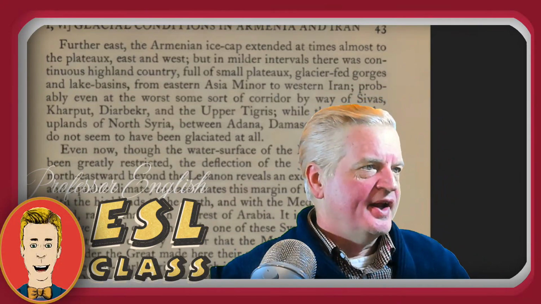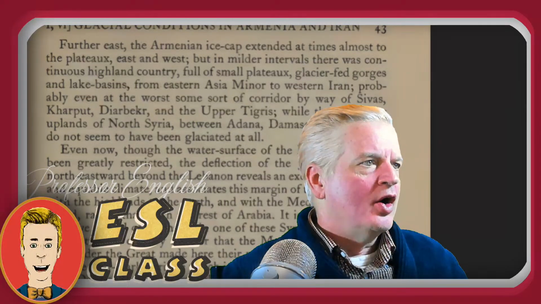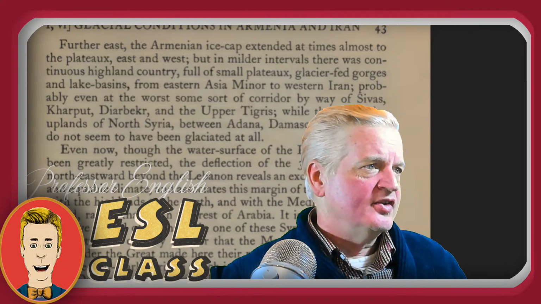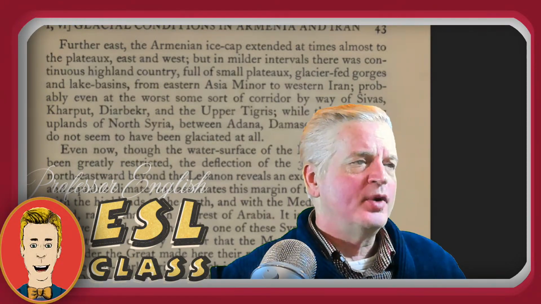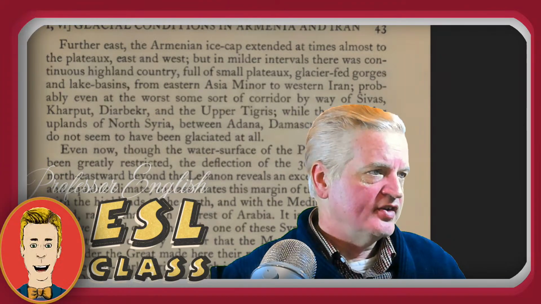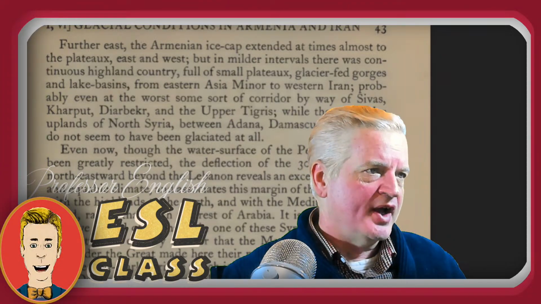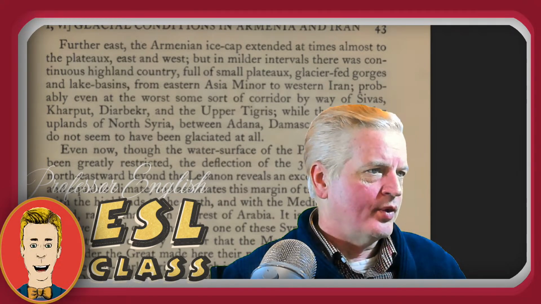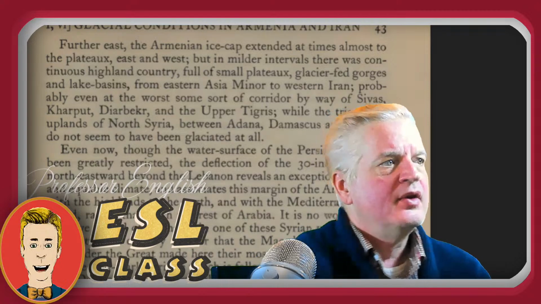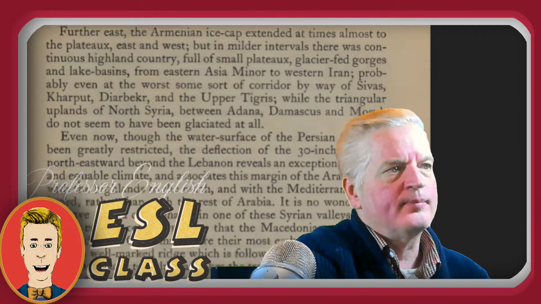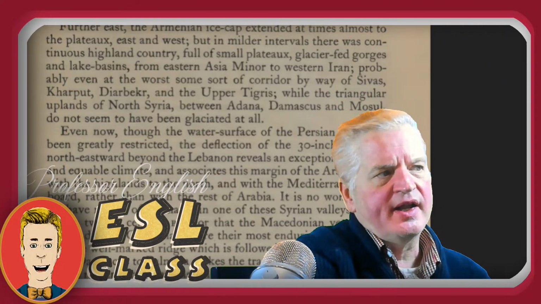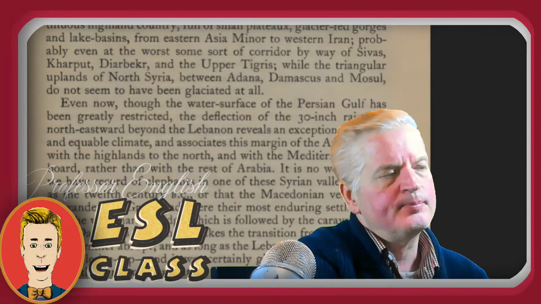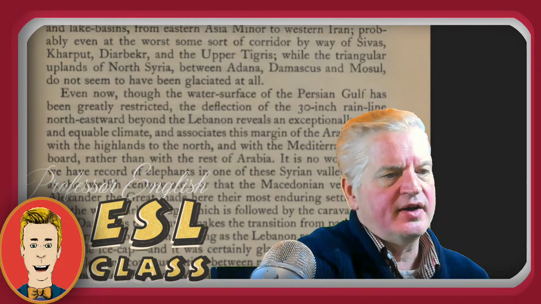Further east, the Armenian ice cap extended at times almost to the plateau, east and west, but in milder intervals there was continuous highland country, full of small plateau, glacier-fed gorges, and lake basins from eastern Asia Minor to western Iran. Probably even at the worst, some sort of corridor by way of Sivas, Karput, Diyarbakir, and Upper Tigris, while the triangular uplands of North Syria between Adana, Damascus, and Mosul do not seem to have been glaciated at all.